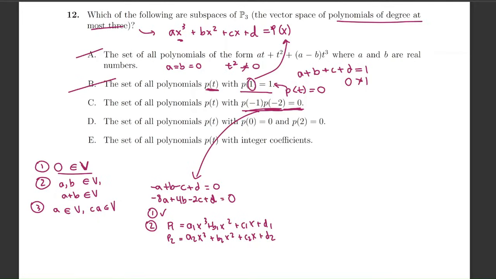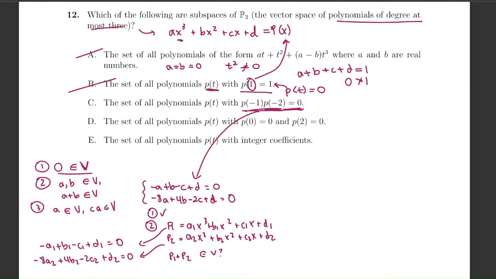Let's say that these two polynomials are both in this set. So p1(-1) times p1(-2) equals 0, and p2(-1) times p2(-2) is equal to 0. And let's say they satisfy these in different ways. Let's say p1 satisfies it because negative a1 plus b1 minus c1 plus d1 equals 0, and for p2 it satisfies it because negative 8a2 plus 4b2 minus 2c2 plus d2 equals 0. So these polynomials are in the set, but they satisfy this constraint differently. Now we need to check if p1 plus p2 is in the set.